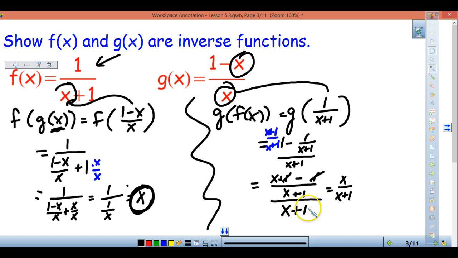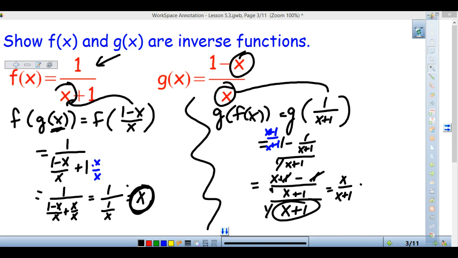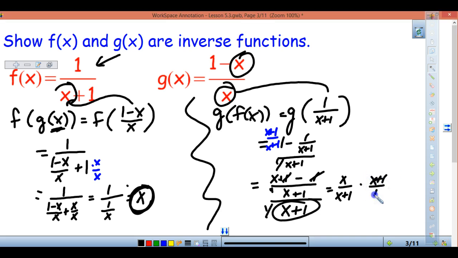And then dividing by x plus 1 here is the same as multiplying by the reciprocal. So the reciprocal, oops, I'm missing my 1 over right here. Pardon me. So dividing by 1 over x plus 1 is the same as multiplying by its reciprocal. So the reciprocal of that would be this. And I end up just getting x. So I was able to show that f of x and g of x are inverse functions.